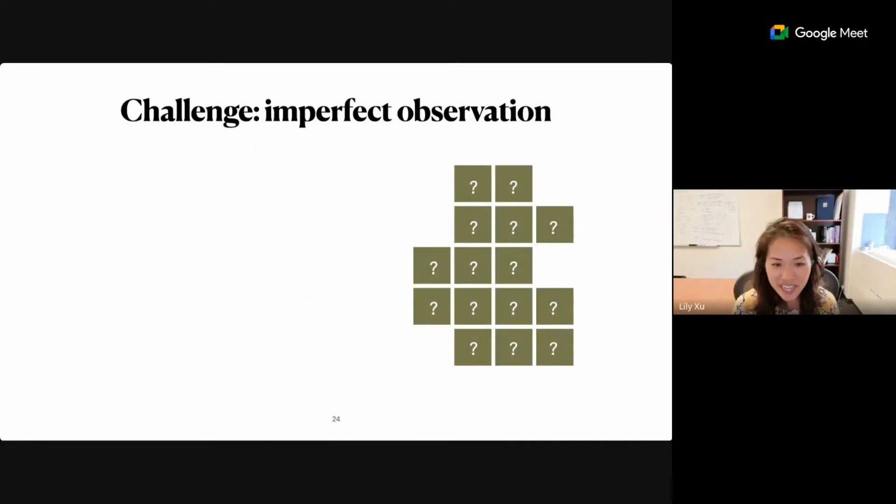But as Greg rightfully pointed out, one big challenge in this context is imperfect observation, and our likelihood of finding a snare really depends on how much effort we're spending there.